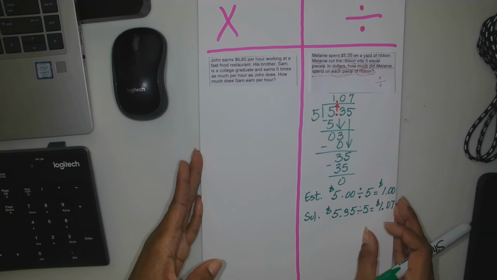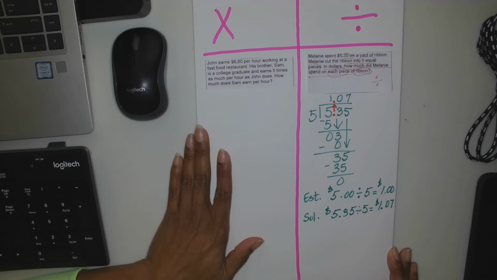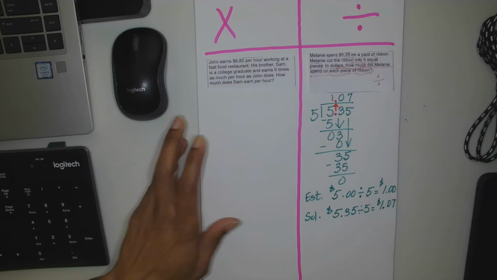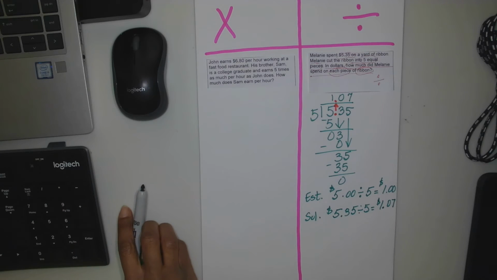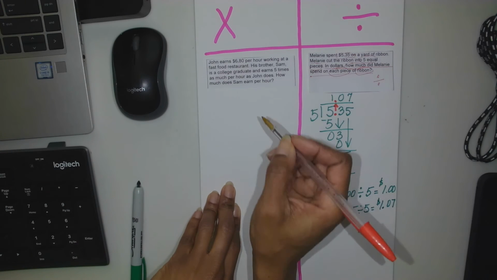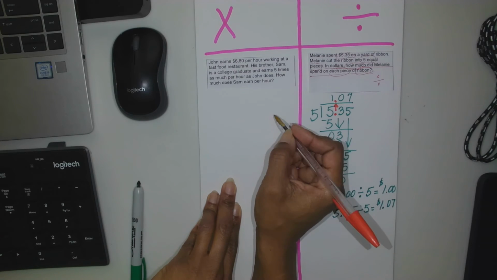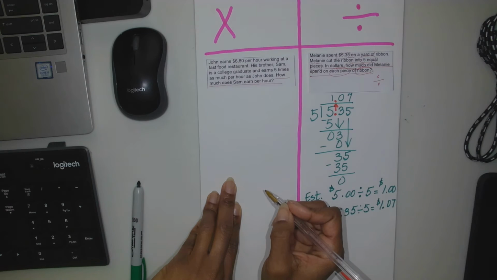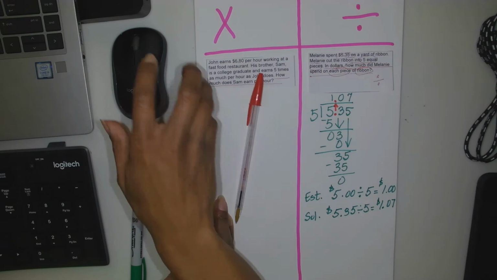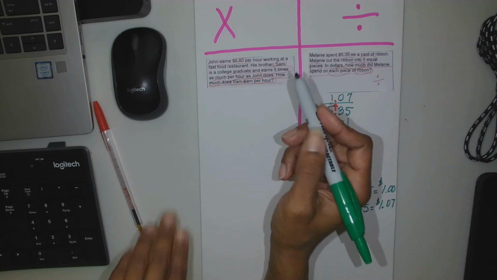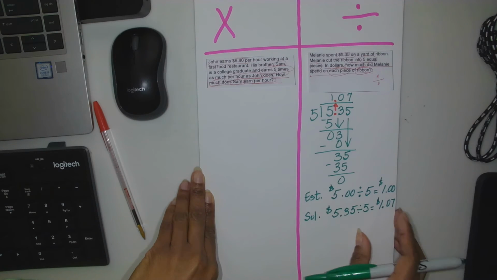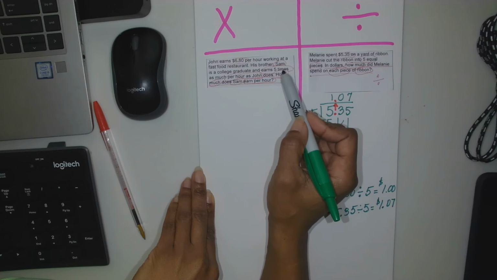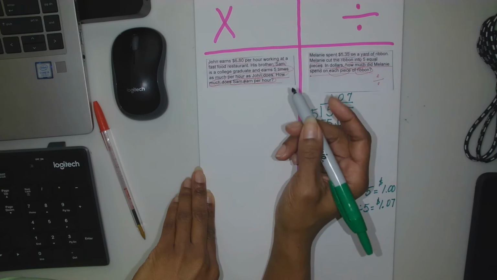Let's try another problem. The multiplication problem says, John earned $6.80 per hour working at a fast food restaurant. His brother Sam is a college graduate and earns 5 times as much per hour as John does. How much does Sam earn per hour?